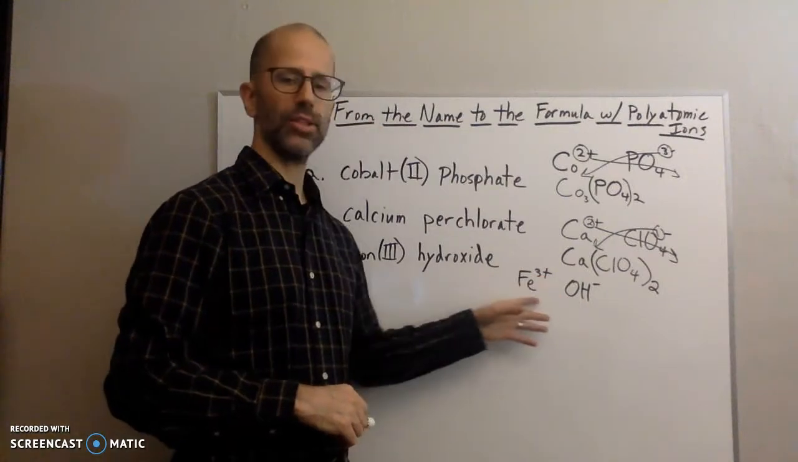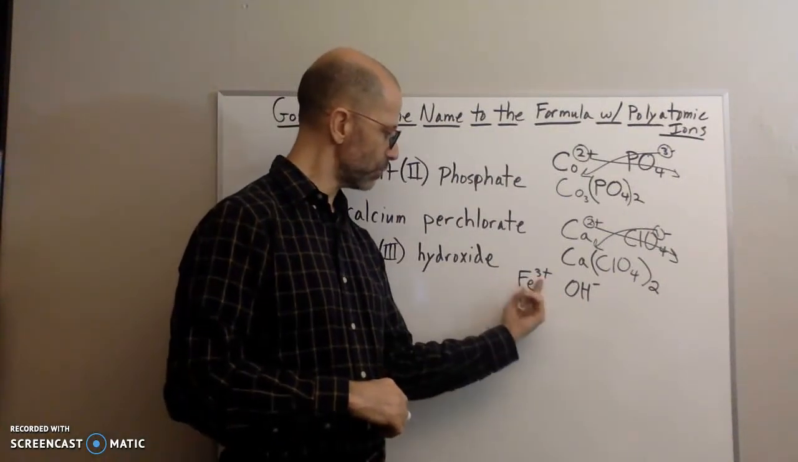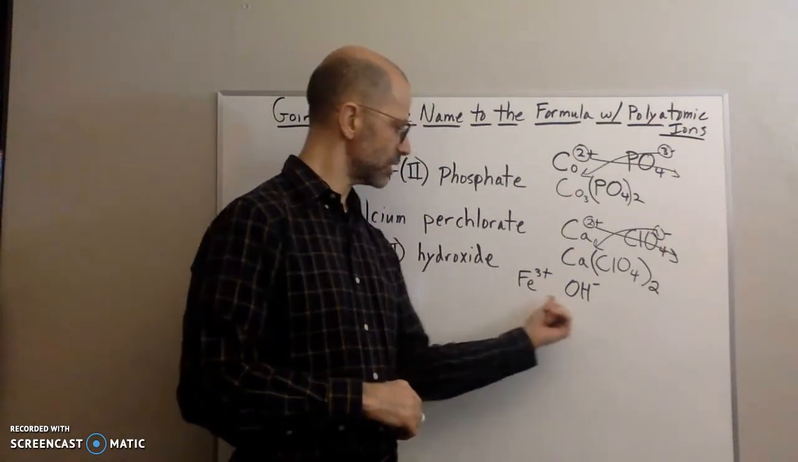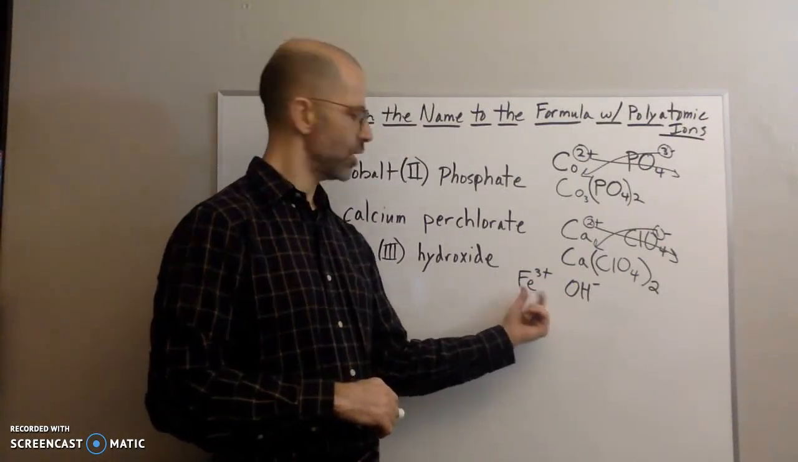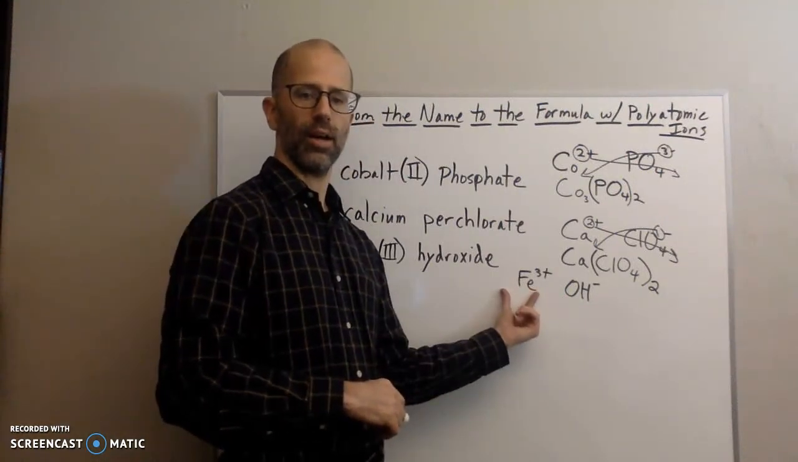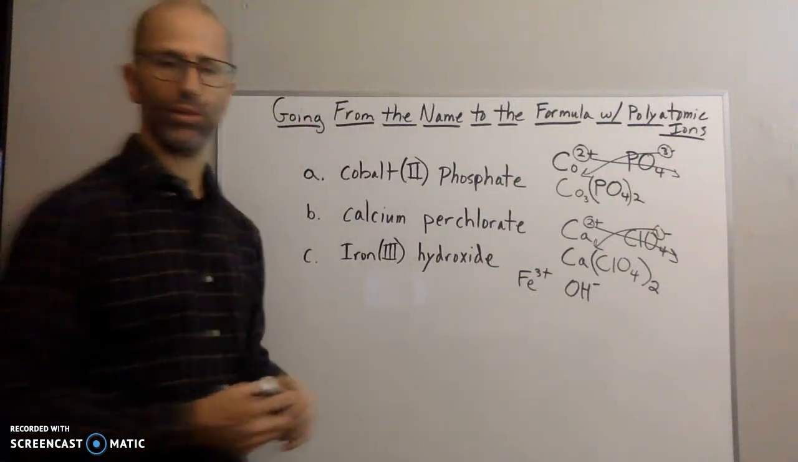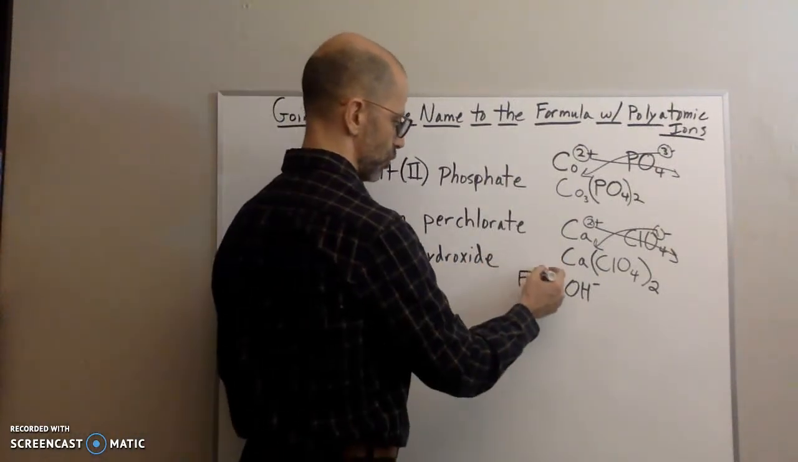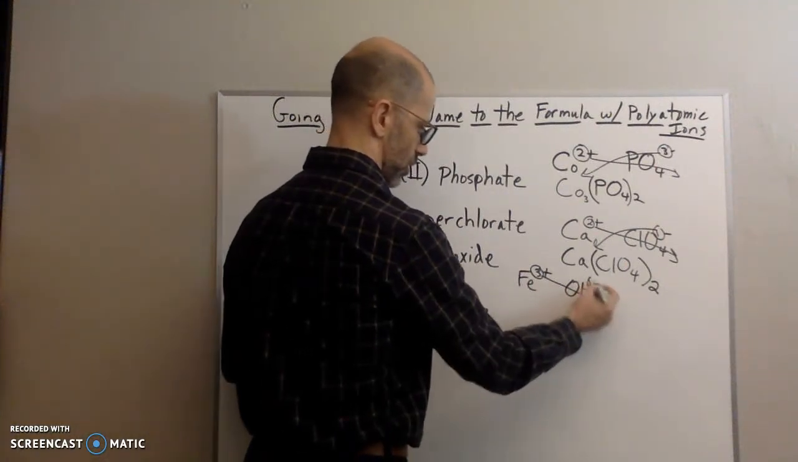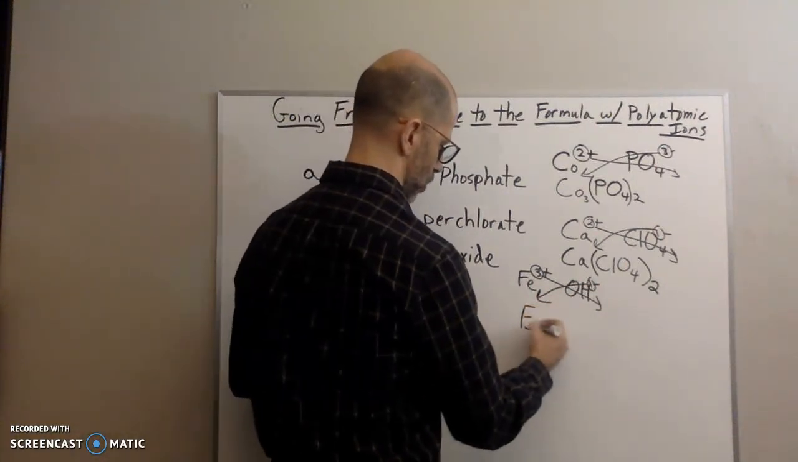Once again, I balance the charge. So I can either look at this and say, oh, this is a 3+ charge, this is -1. So I need 3 -1s to balance out the 3+. So I need 3 hydroxides for 1 iron(III) ion. Or I can do the crisscross method. So I put a 3 down here, and I put the 1 down there. I write iron, you don't write the 1.